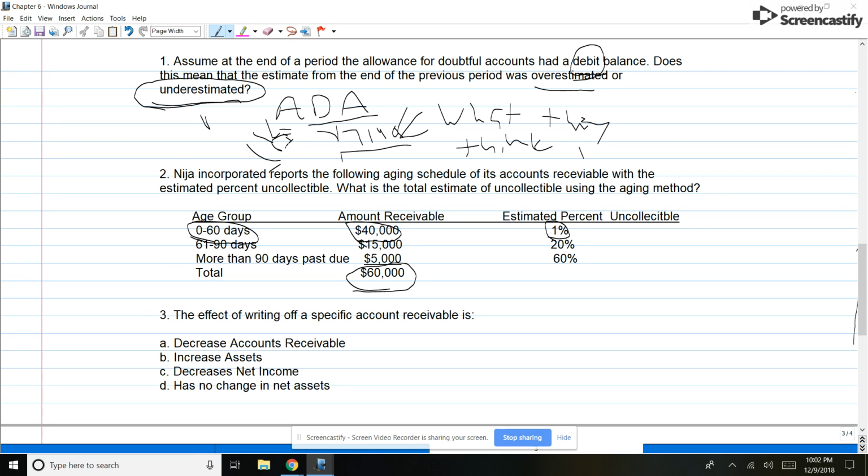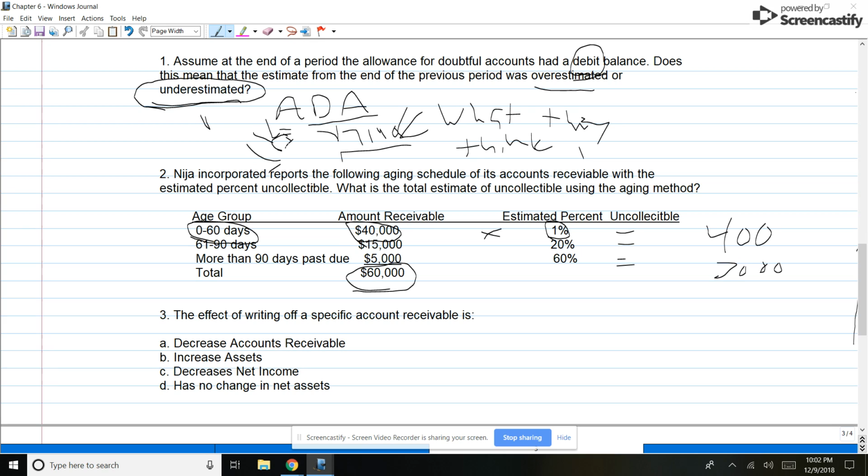So we don't think we can collect 1% of that. So they just multiply it across. So 40,000 multiplied by 0.01 equals 400. So then 61 to 90 days past due, they don't think they're going to collect 20% of it. Having some calculator issues. So that's 3,000. So that's for number 2.